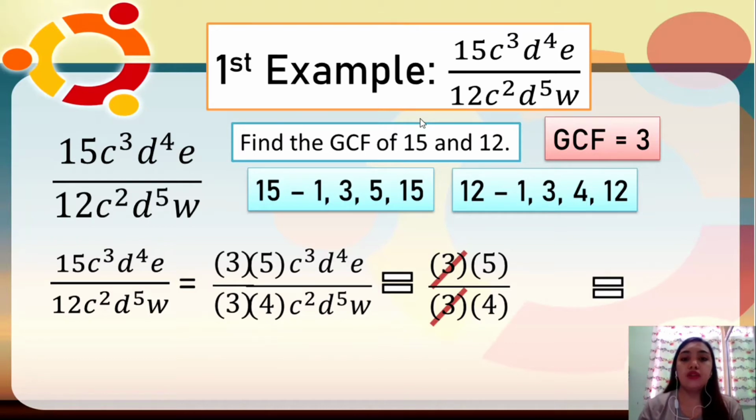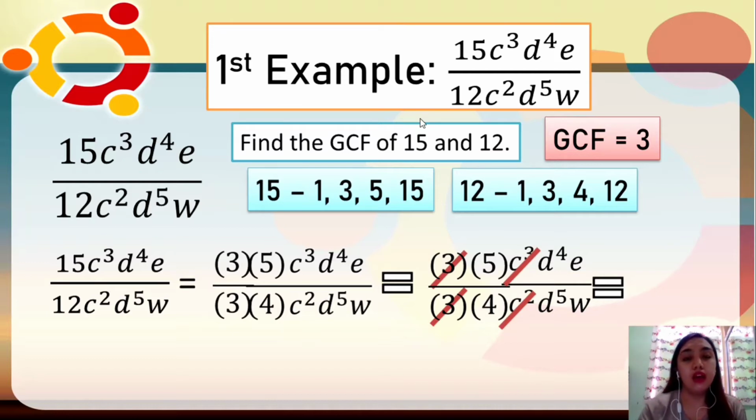Next, how about sa mga variables naman? So, merong c cubed at c squared. So, they are same c. So, parehas silang c. So, paano nga kasi tayo mag-divide ng mga variables? Diba, kapag nagdi-divide tayo ng variables na may exponent, anong ginagawa sa exponent? We subtract. Dito, in this case, paano tayo mag-divide? So, pag parehas silang c, i-cancel natin yung dalawang c sa isang numerator, sa isang denominator, and then we subtract the exponent. So, 3 minus 2, you will get 1.